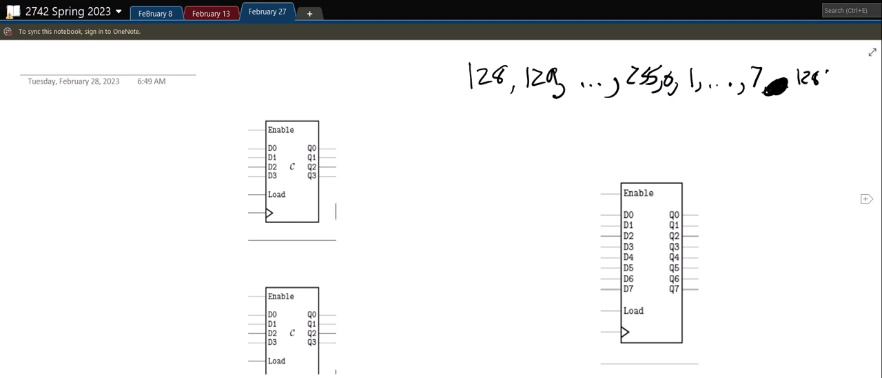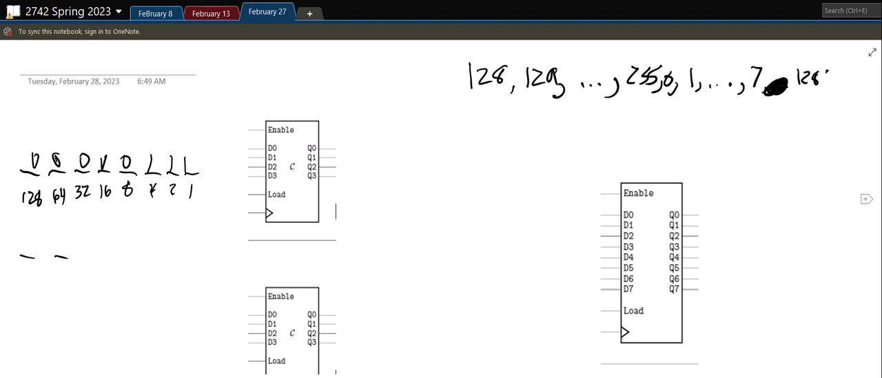So this is one of the ones that we're going to want to be careful about, because 7, let's look at what 7 looks like and what 128 looks like. 1, 2, 4, 8, 16, 32, 64, 128. 7 is 1, 1, 1 with zeros everywhere else.